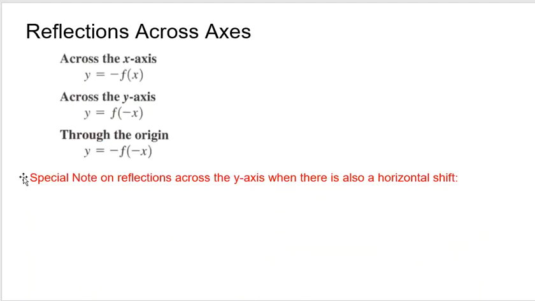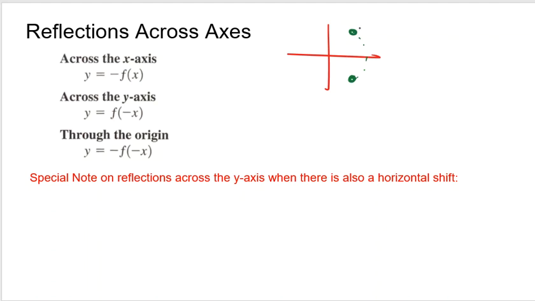All right, the next type of transformations we're going to talk about are reflections across the axes. So we can reflect across the x-axis, we can reflect across the y-axis, or we can reflect across the origin, which is actually reflecting diagonally, I guess. So let's first talk about reflecting across the x-axis. If I'm reflecting across the x-axis, that means I'm going from up here to down here.